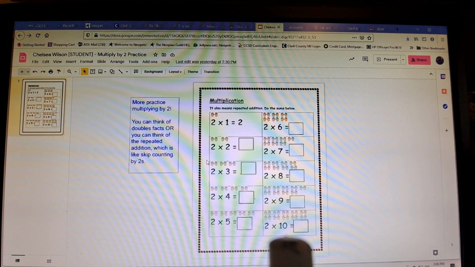I did not add, I should have added it, but I'll bring it up for the kids to see if they still need it, the doubles facts, or maybe I'll have us write it out as a class before we sit down and work on this worksheet. 2 times 1 is like 1 plus 1, 2 times 2 is like 2 plus 2, 2 times 3 is 3 plus 3. So we will go over this as a class. I'm pretty confident that they understand it, but we will go over it again, just to check.